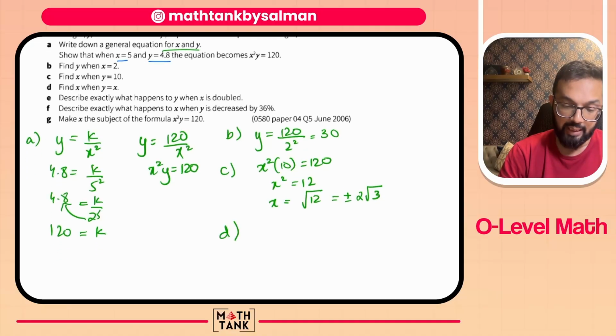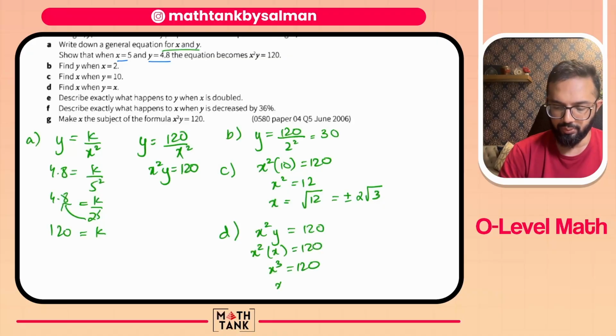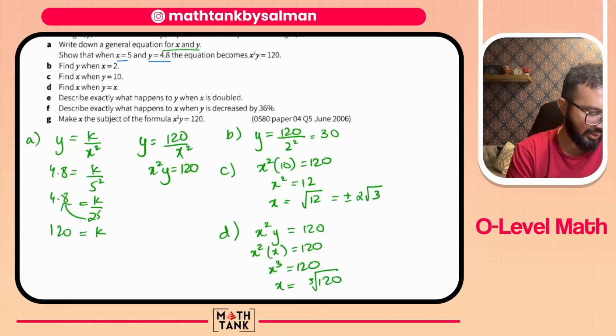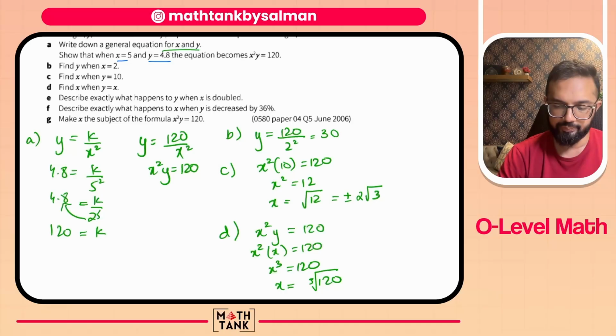Okay, find x when y equals x. So I start off with this equation and say that this becomes x cubed equals 120. So this time I'll have to take a cube root of 120. I don't think that's a plain and simple number, so I will have to use my calculator for this one. 4.93.